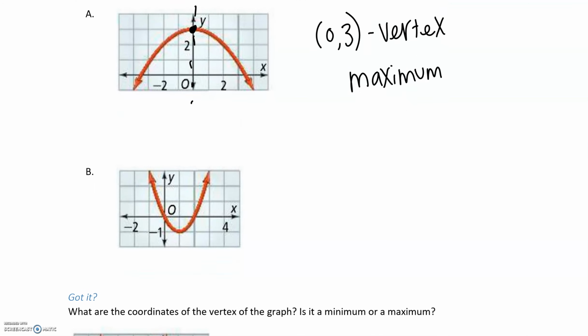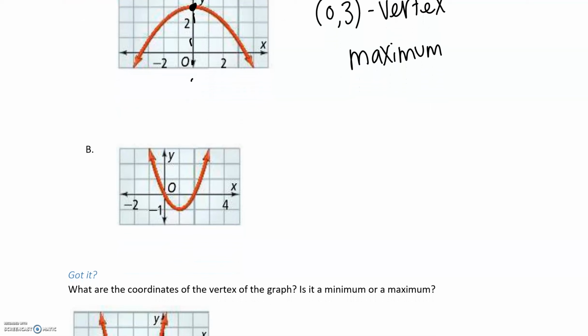Moving on to B, we want to find the lowest point of this one because our parabola opens up. So our lowest point would be right in the middle of our parabola. Our x coordinate is going to be 1, and our y coordinate is going to be -1. So that's going to be our vertex. And since it's at the bottom of a valley, that means that it's going to be a minimum.